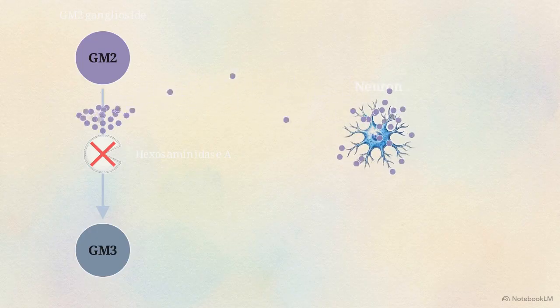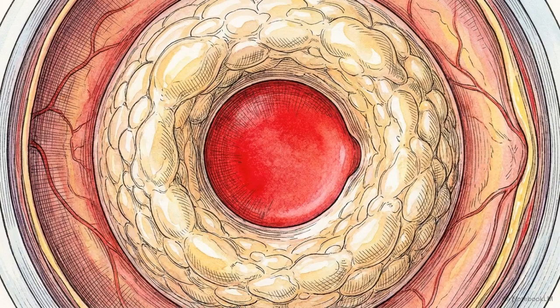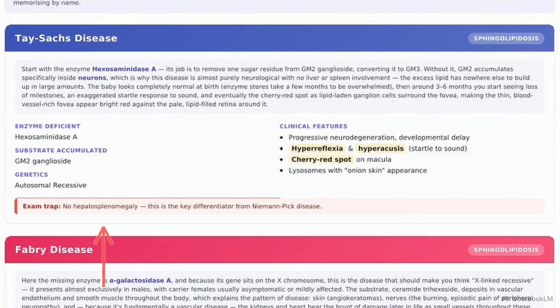Because GM2 accumulates almost exclusively inside neurons, Tay-Sachs is a purely neurological disease, marked by progressive neurodegeneration, exaggerated startle response, and developmental delay. As lipid-laden ganglion cells pile up around the fovea, they obscure underlying tissue. The highly vascularized fovea remains visible, appearing bright red against the pale, lipid-filled retina, creating the classic cherry red spot. Because the excess lipid has nowhere else to build up, Tay-Sachs presents strictly without liver or spleen enlargement.